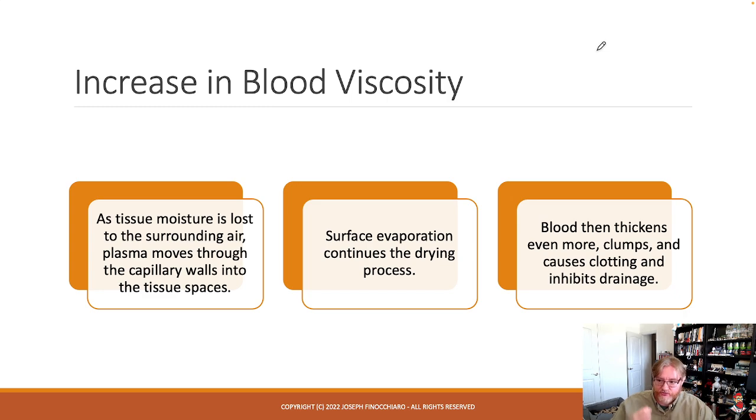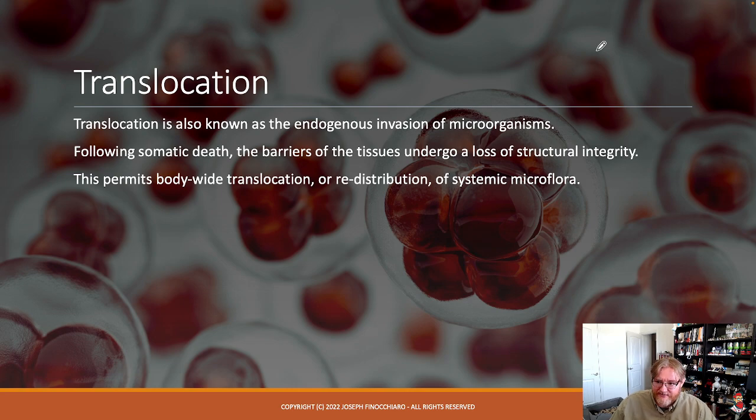As tissue moisture is lost to the surrounding air, remember your pores are little vents directly to the atmosphere. Air passing over those holes will cause moisture to leave your body. As tissue moisture is lost to the surrounding air, plasma moves through the capillary walls into the tissue spaces. Surface evaporation continues the drying process, and then the products that are left inside the vasculature thicken, clump, and then cause clots and inhibit drainage, which complicates the embalming process.